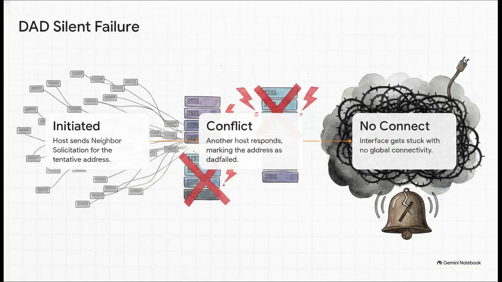Another really common silent failure happens during duplicate address detection, or DAD. When a host joins a network, it initiates DAD. If another host responds, maybe because of a cloned VM MAC address or some rogue device on the segment, a conflict is detected. The interface then gets stuck in a tentative or DAD-failed state with absolutely no global connectivity. And again, there are no loud alarms here, just broken connectivity that you have to hunt down.